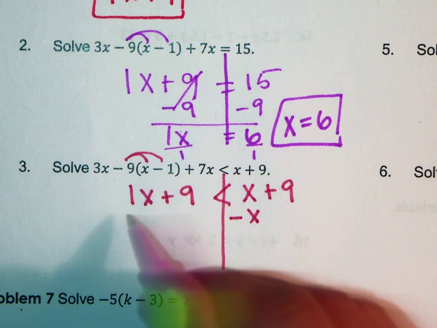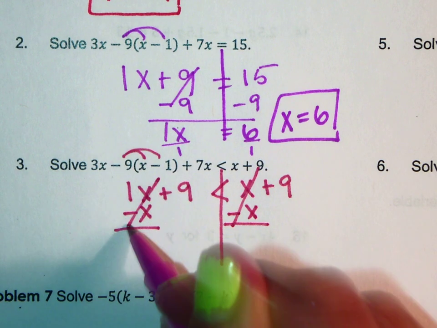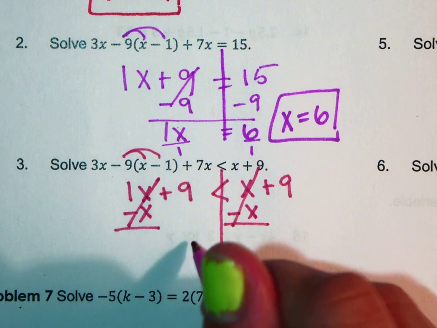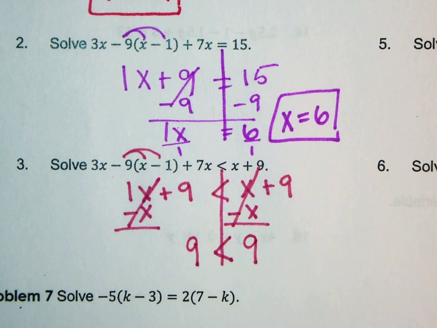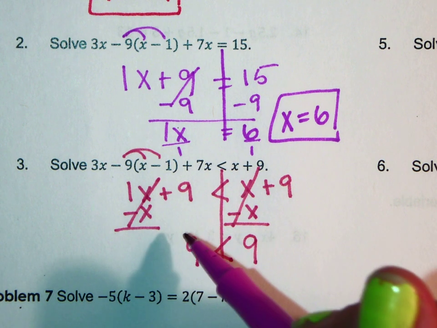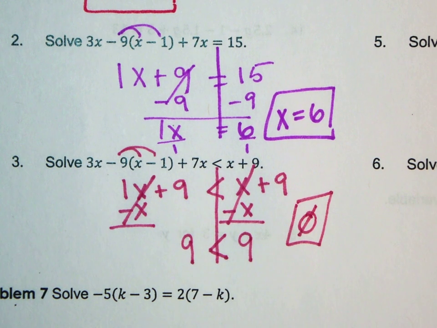Then I'm going to move my x, move my variables. That's going to cancel, and this side is going to cancel. So I have 9 is less than 9. When both your variables cancel, it's your special solution. So you have to look and see what's left. Is 9 less than 9? No. So this is a no solution problem.